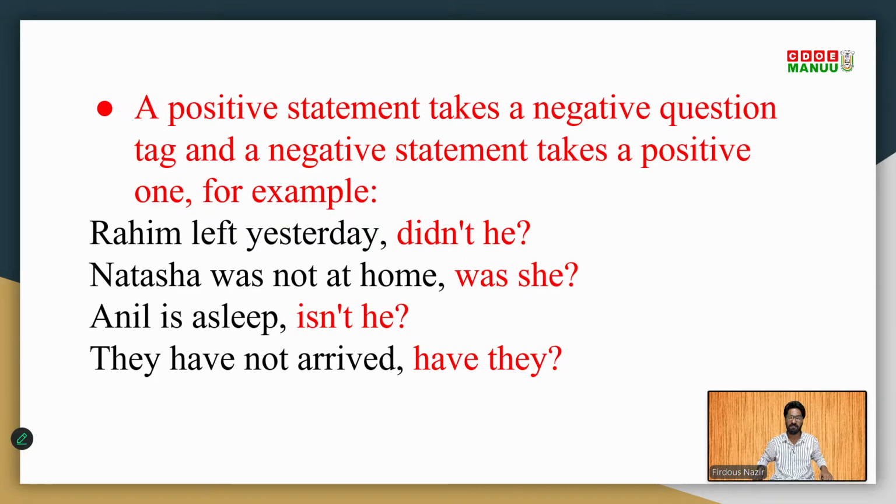Here we have Rahim left yesterday. Positive statement. Didn't he? Negative question tag. Natasha was not at home. Negative statement. Was she? Positive question tag. Anil is asleep. Positive statement. Isn't he? Negative question tag. They have not arrived. Negative statement. Have they? Positive question tag. This is the way. This is the rule. Got it? Correct?